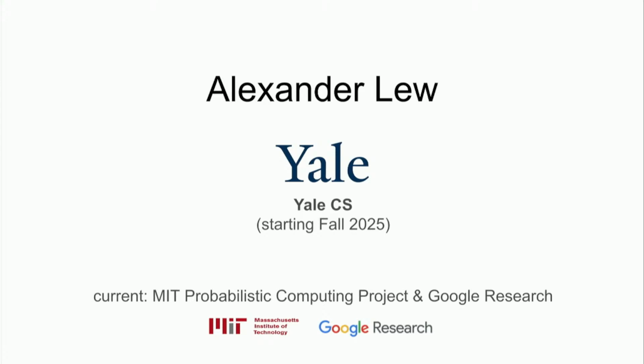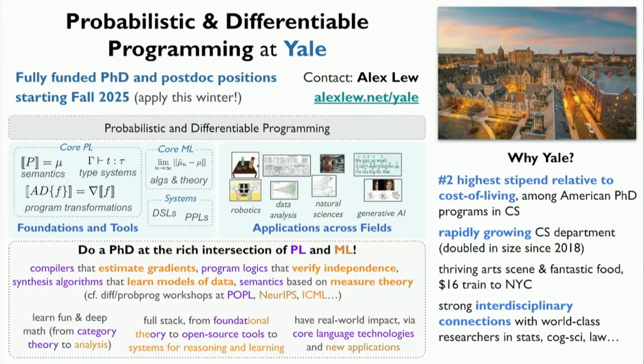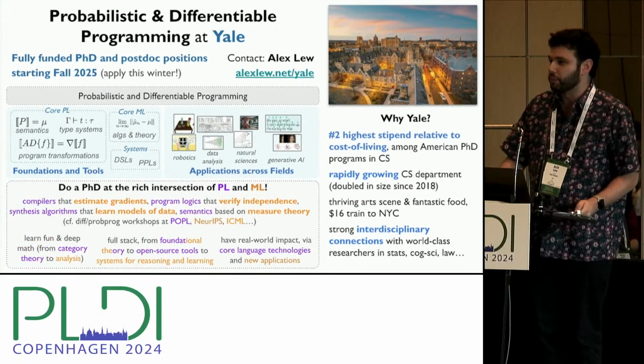Hi, everyone. My name is Alex Lev, and I'll be starting a new research group at Yale starting in fall 2025. So if you're thinking about applying to PhD programs this fall, please consider Yale if you're interested in joining a group that's going to be focusing on probabilistic and differentiable programming.